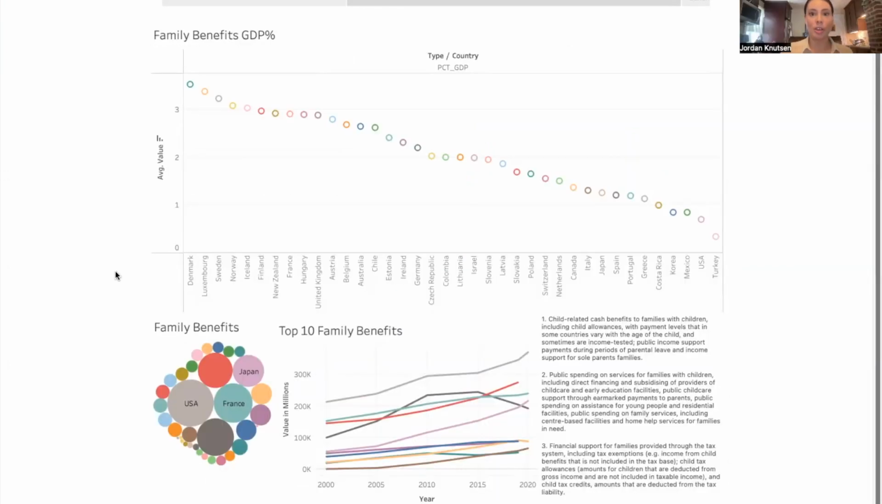On this slide, we see family benefit spending, which is public spending reserved exclusively for families and children.